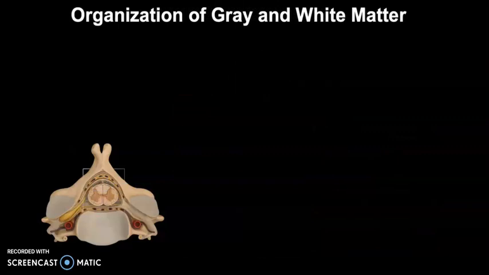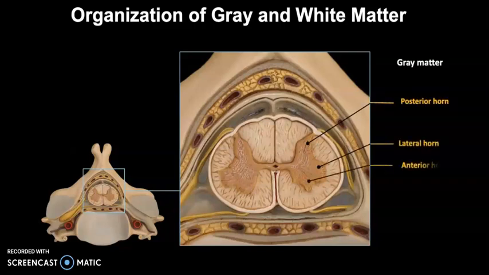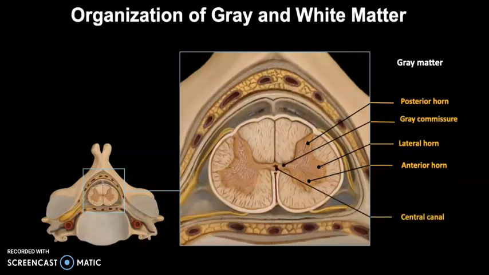Organization of gray matter and white matter. In the gray matter, we're going to have horns: posterior horn, lateral horn, and obviously on the front, we're going to have the anterior horn. In the middle, you're going to have the gray commissure that is going to communicate both areas of gray matter, one on the right side and the other one on the left side.